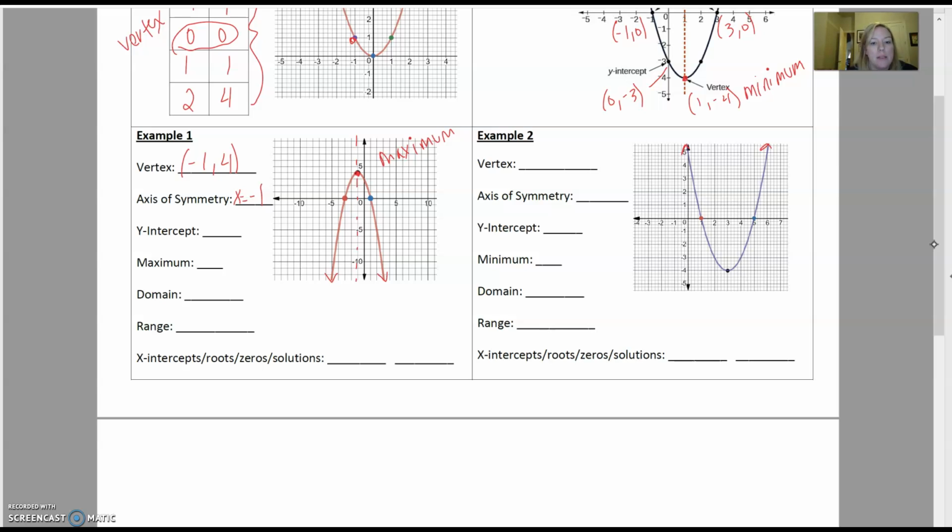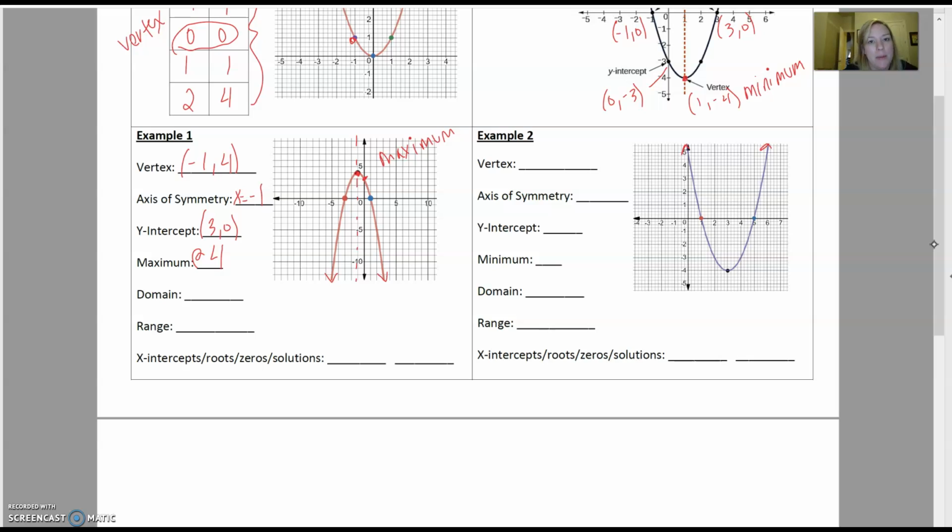Our y-intercept of this graph looks to be at 3, 0. Okay, so it'd be right there. We know it has a maximum, and when we talk about the maximum, we're talking about the y value of the vertex. So basically, where does the graph top out? Like, where do the y's stop? What's the maximum value they hit? And in this case, it would be at 4.